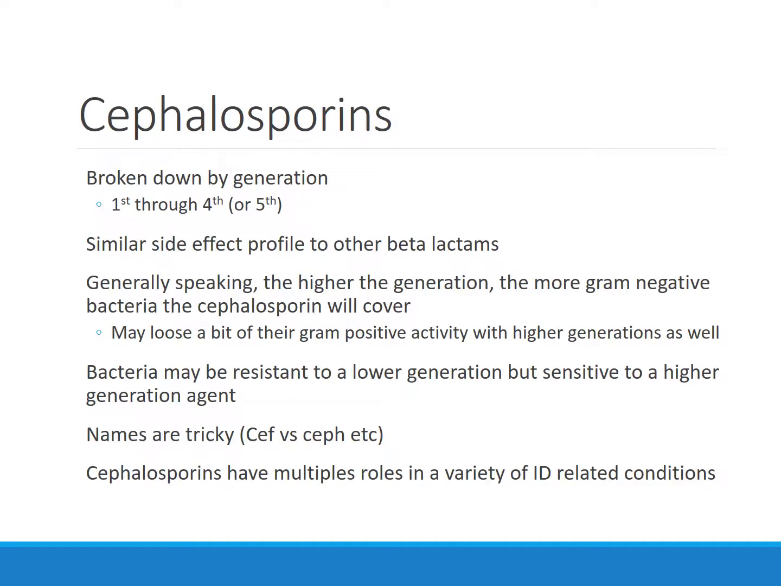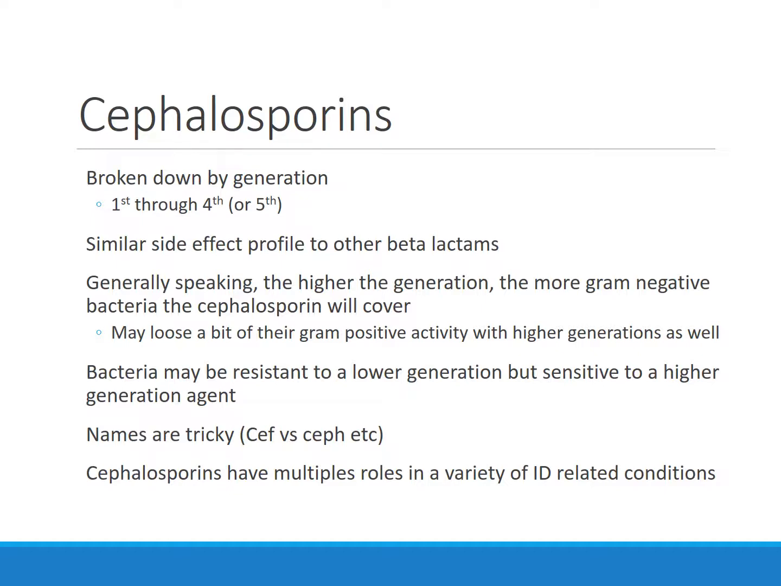All right, moving on to cephalosporins. There's a lot of cephalosporins out there. They all kind of sound the same as far as their name. They're all Cephs or CEFs or CEPHs. There's a bunch of different generations, first through fourth, maybe fifth generation, depending on how you want to look at it. They have a similar side effect profile to other beta-lactams, so pretty well tolerated.